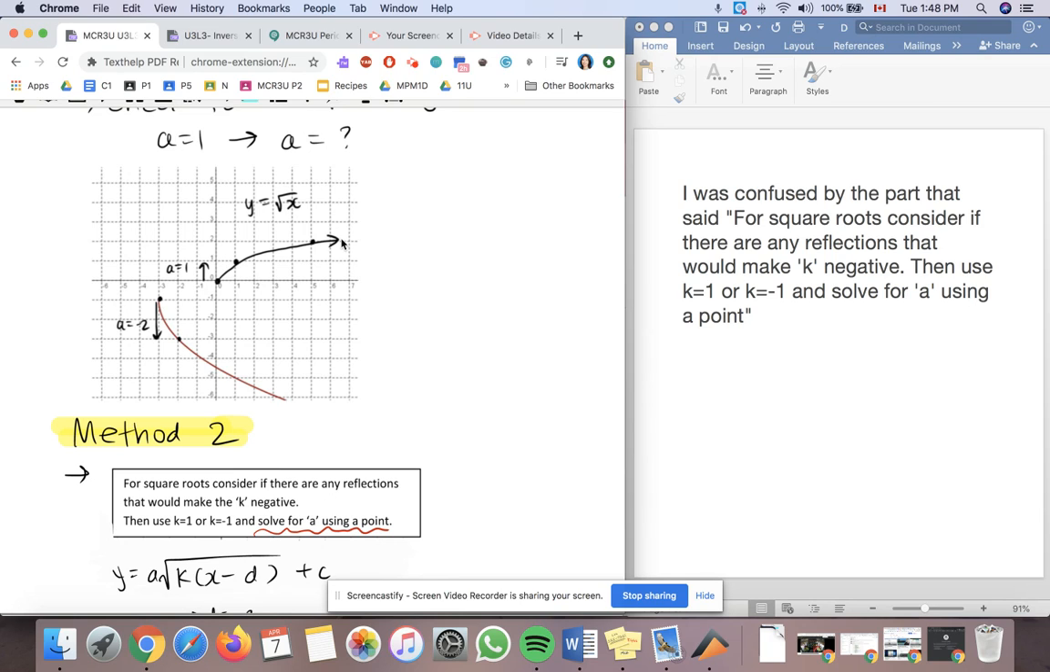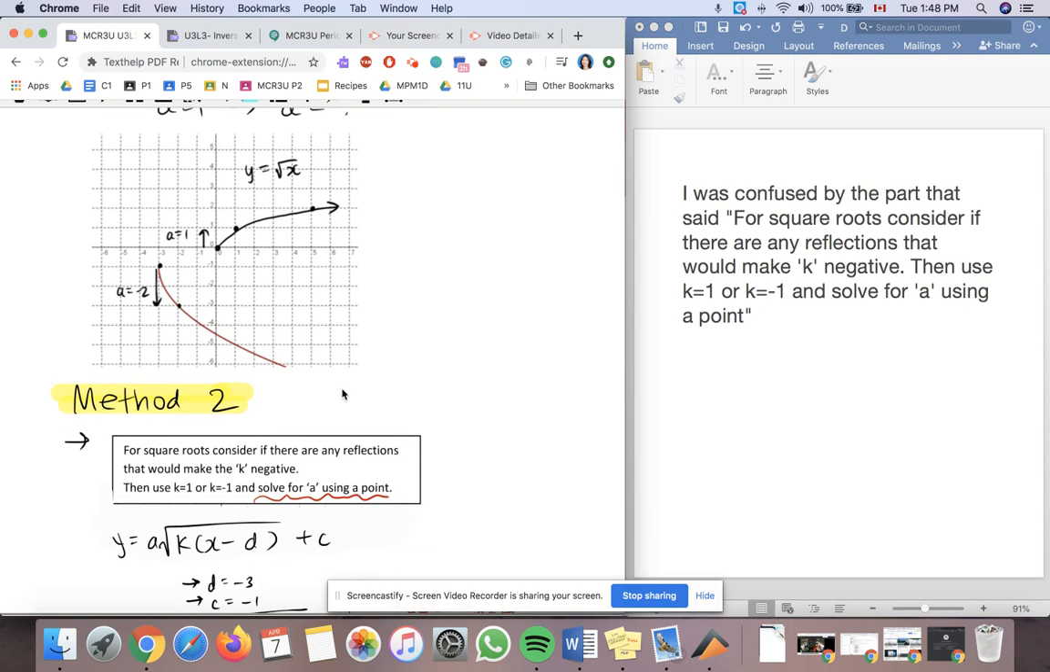Is there a reflection along the y-axis from going from the black function to the red transformed function? Well, k tells you if there's a reflection along the y-axis, and there is no reflection along the y-axis, right? If there were a reflection along the y-axis, the graph would look something like this, and it would go that way. Because there is no reflection along the y-axis, I can say that k is equal to 1.